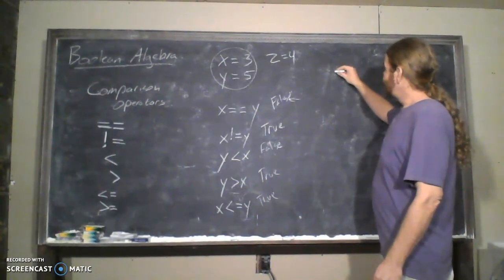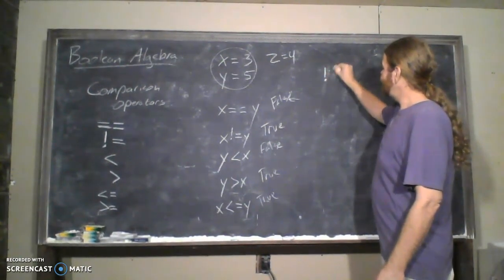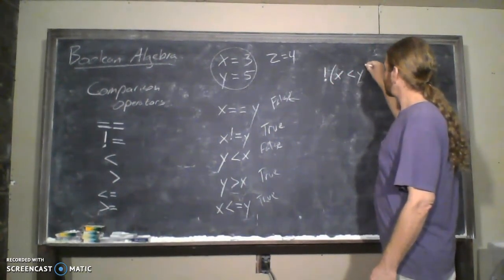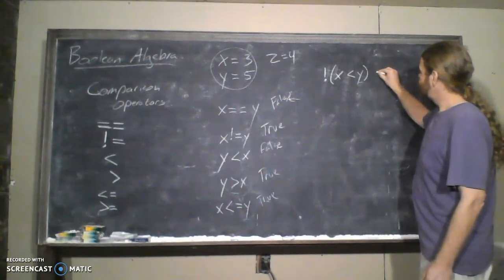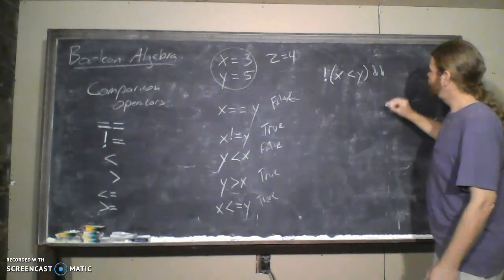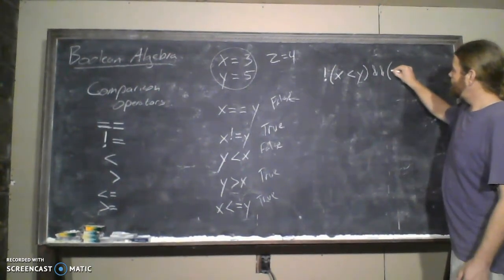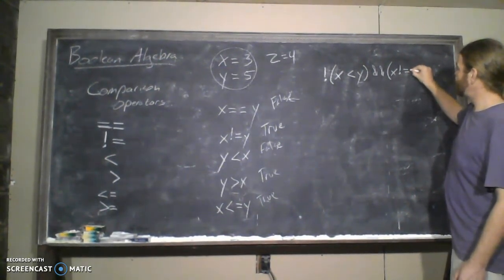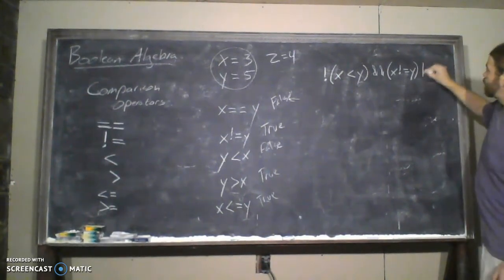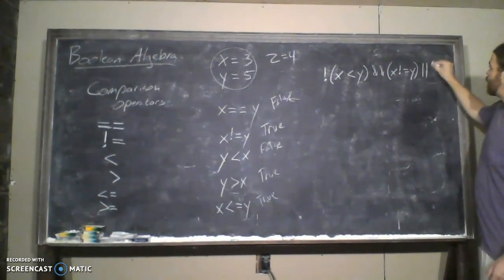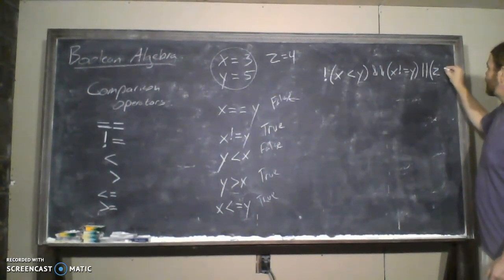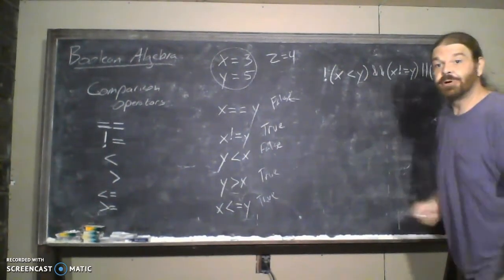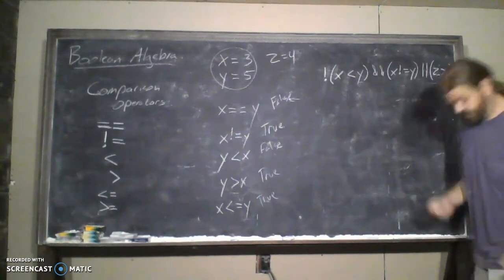So let's say not x less than y and x not equal to y or z greater than y. So we can use our logical operators to build up combinations like this. And then we have our order of operations.